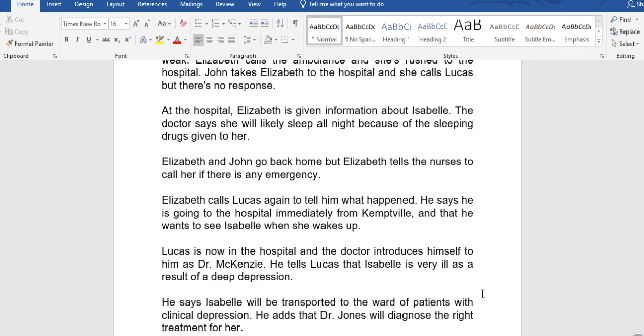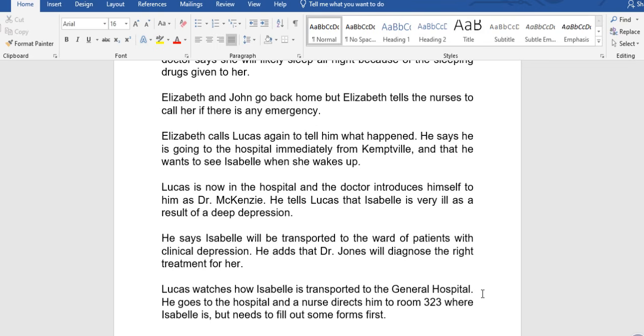At the hospital, Elizabeth is given information about Isabel. The doctor says she will likely sleep all night because of the sleeping drugs given to her. Elizabeth and John go back home, but Elizabeth tells the nurses to call her if there is any emergency.